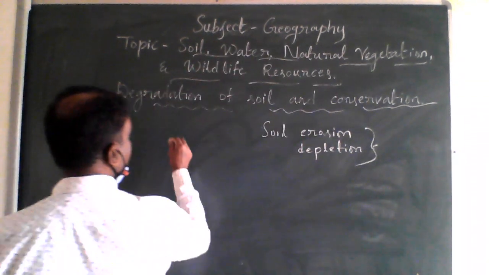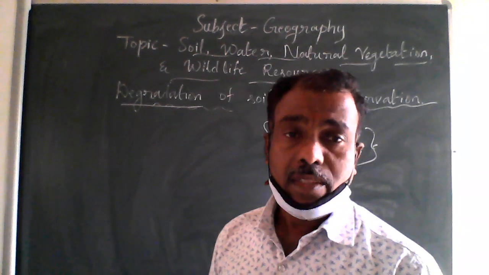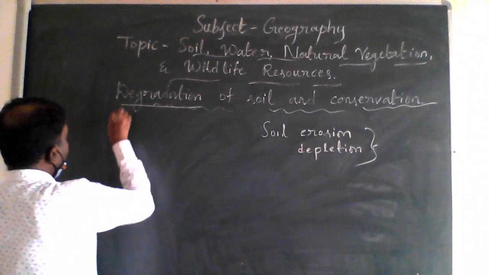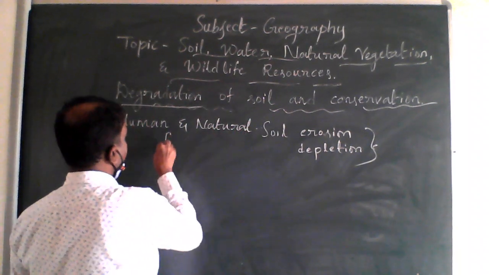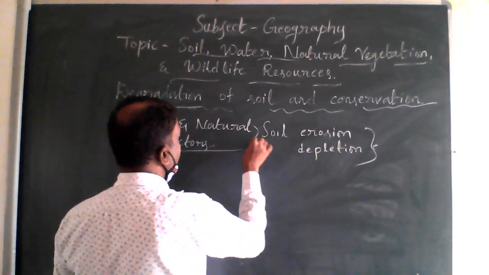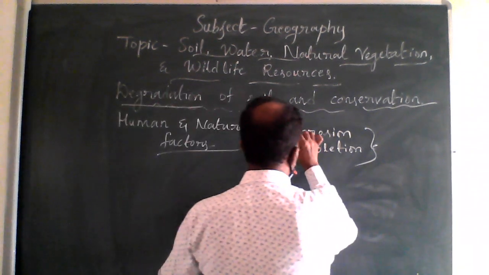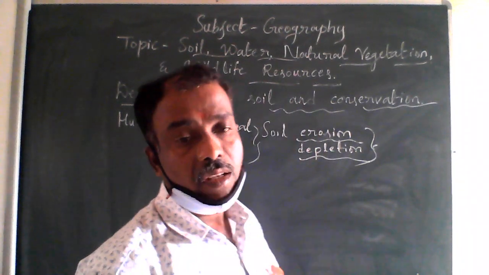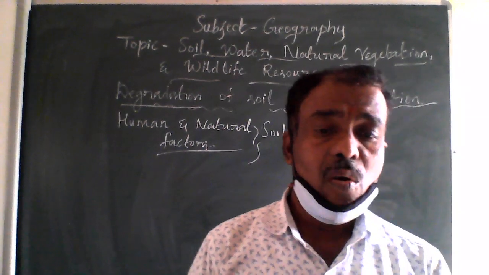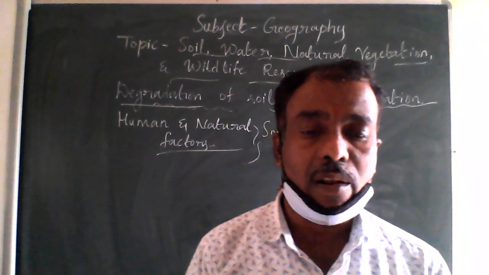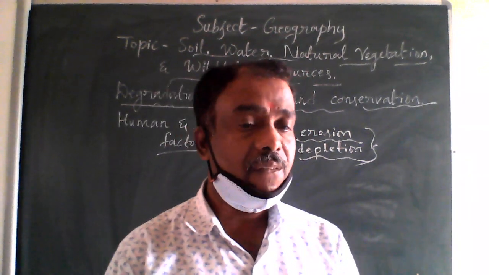Dear students, the degradation of land is actually because of different factors, such as human factors and natural factors. Both are the main reason for degradation of soil, especially erosion and depletion. Now let us see some of the factors which lead to soil degradation. What are those different human and natural factors, the vital reasons for degradation of the soil?